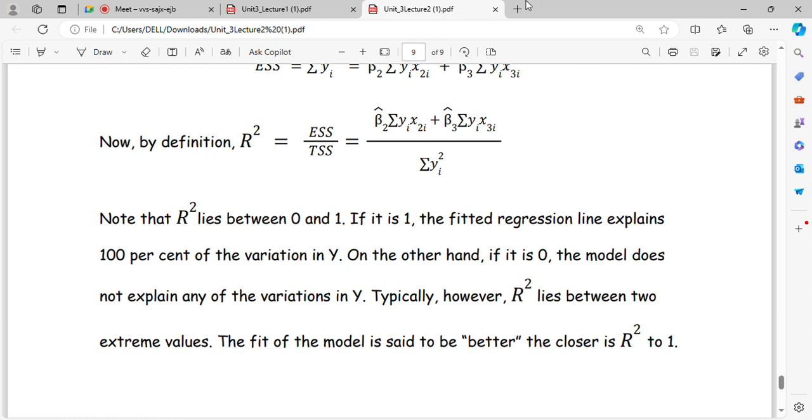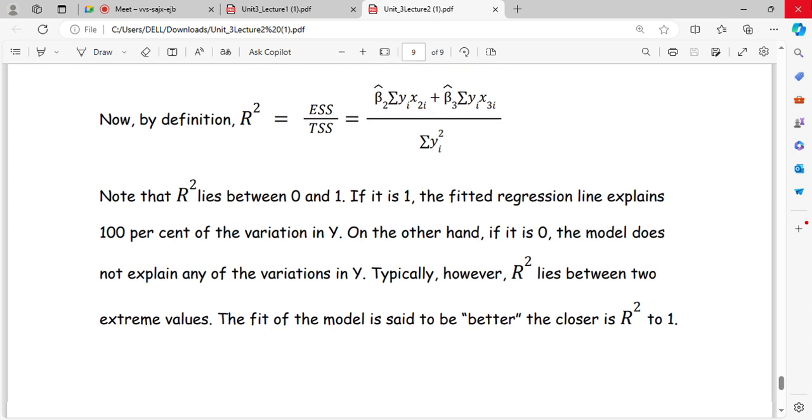We know if it is 1, the fitted regression line explains 100% of the variation in y. On the other hand, if it is 0, the model does not explain any variation in y. Typically, however, r square lies between these two extreme values 0 and 1. The fit of the model is said to be better the closer r square is to 1.